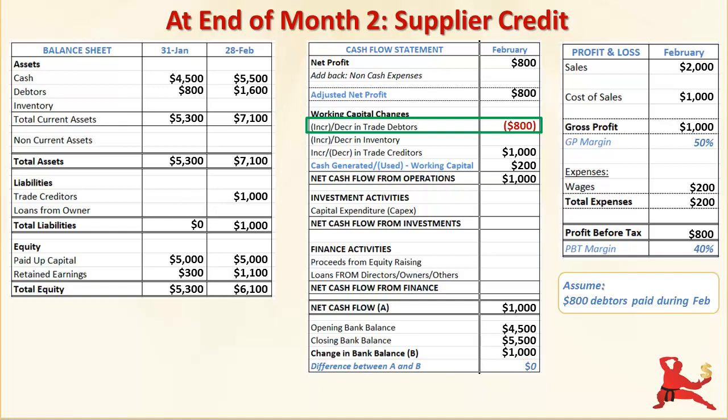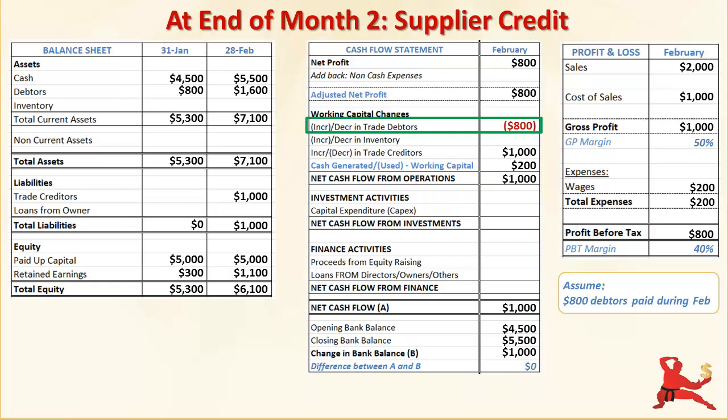Now you know that a pretty high proportion of your sales are on credit terms, so the increase in debtors from February's sales should be much higher than $800. In fact, new debtors from credit sales in February was $1,600. The fact that the increase in debtors is only $800 means you have received debtor payments during February, and presumably it's all of your January debtors.